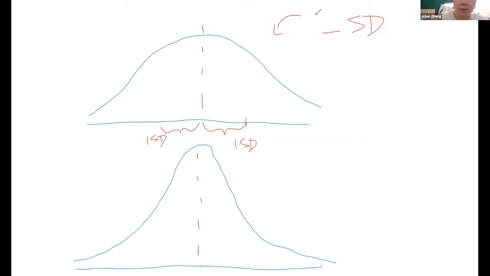So let's say at the top your SD was this wide, this amount away from the mean. For the bottom graph, it's going to be a lot closer, because the smaller the standard deviation, the more narrow your graph, the more clustered together your graph is. So in this case, my standard deviation might be here. So this will be one SD away, and then one SD away.